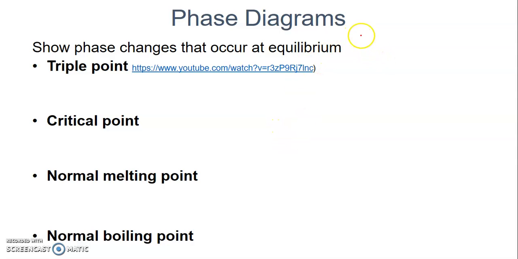All right, so the last thing you're going to learn today is these phase diagrams. Phase diagrams look at the relationship between pressure and temperature and how that affects the state of matter. There are a couple points that I'll show you on a phase diagram, but before I do that, I want to tell you what their definition is. So the triple point is the point at which a particular substance is a solid, liquid, and a gas. So it's the temperature and the pressure where all three states of matter coexist.